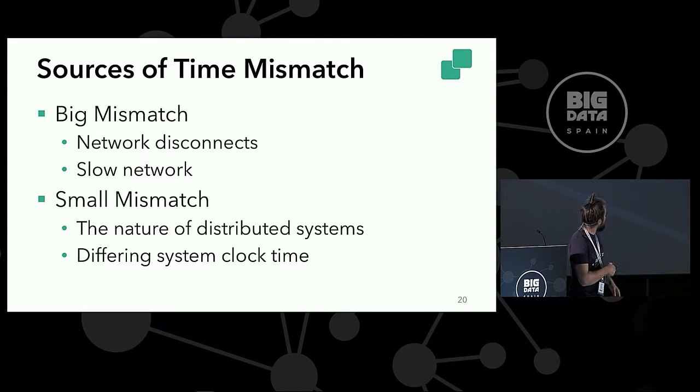And the source of the small mismatch is just the distributed nature of what we're dealing with. We have all these sensors that are distributed somewhere. We have smartphones somewhere. There's always going to be a small latency. So this always introduces a small mismatch between the time at which the event occurred and when we see it.